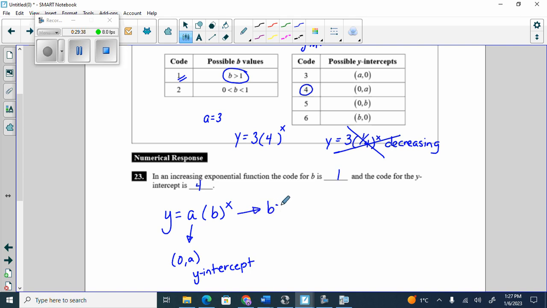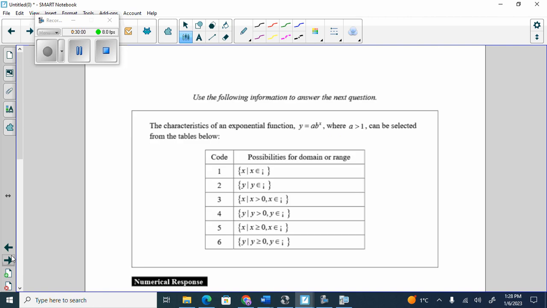And if b is greater than 1, it's increasing, like doubling, tripling. We put a 2 or a 3 in for that r. But if b is between 0 and 1, like 0.5, it's decreasing because it's a half-life, or quarter-life, it's between 0 and 1. Okay.